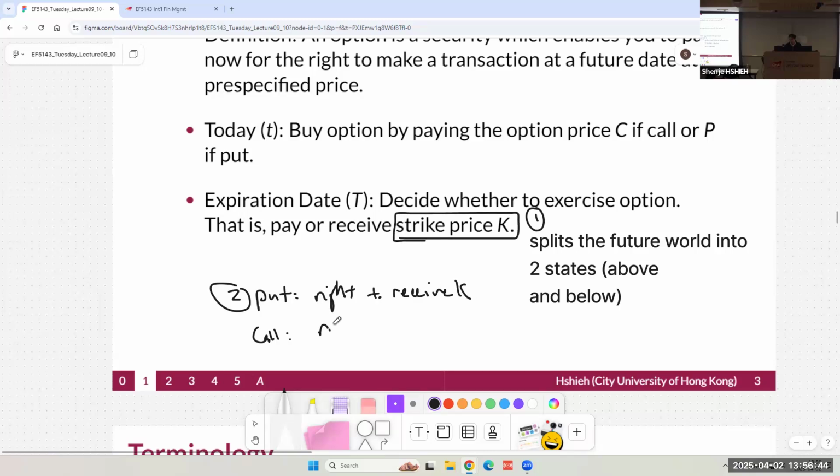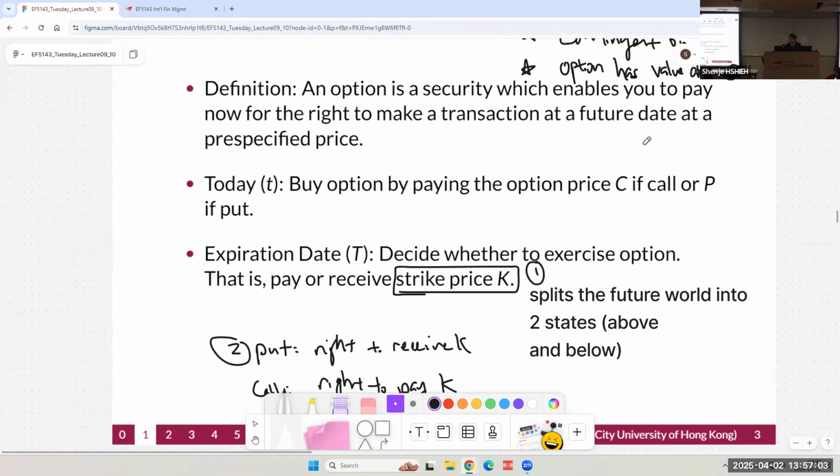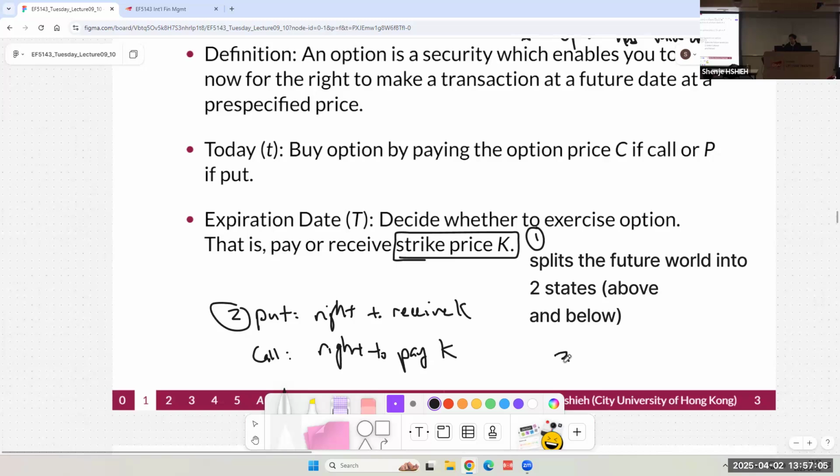And here's the right to pay K. So they're 2 different bets, just like Ford's contract, right? Relative to the future price. So the K tells you if you can make money depending on if the underlying asset exceeds that level. And lastly, number 3, there's a maturity date.